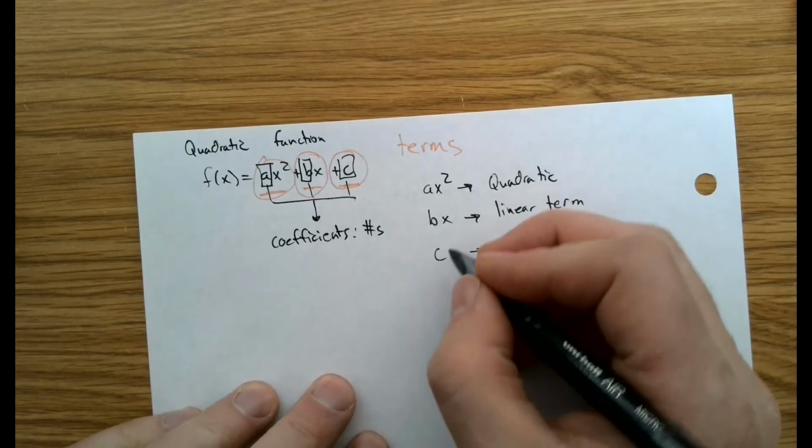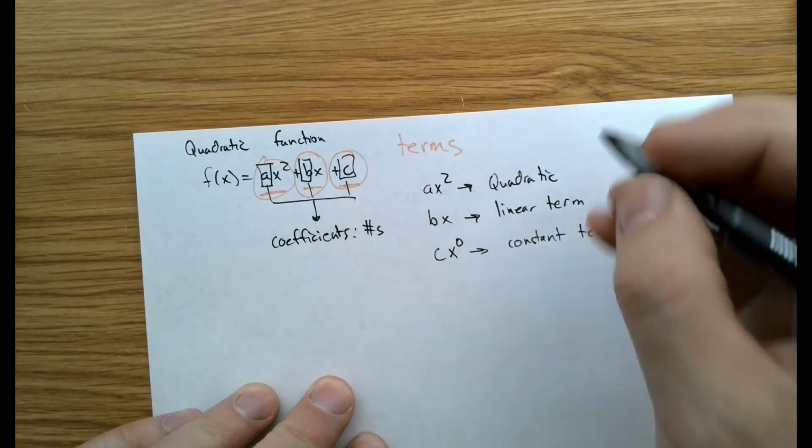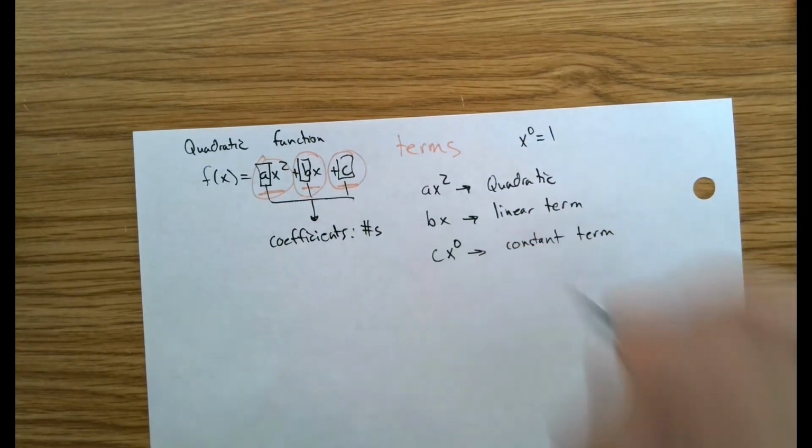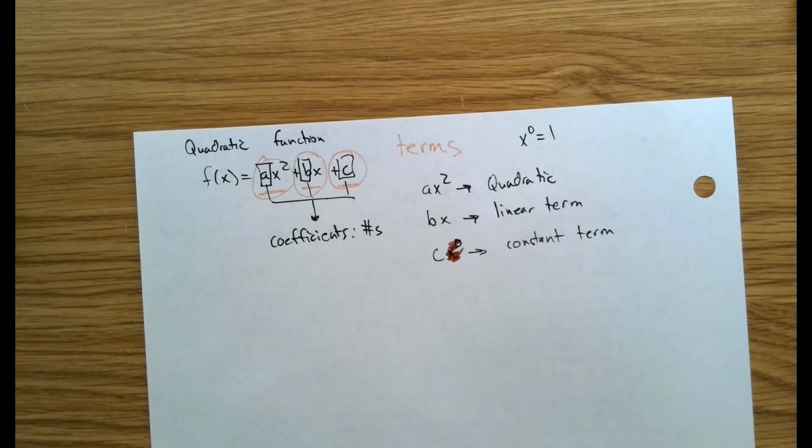We could put the term there. We could call it x to the 0 power, but from the last chapter, we know x to the 0 power equals 1, so we don't actually write that here. We always leave it as just C.